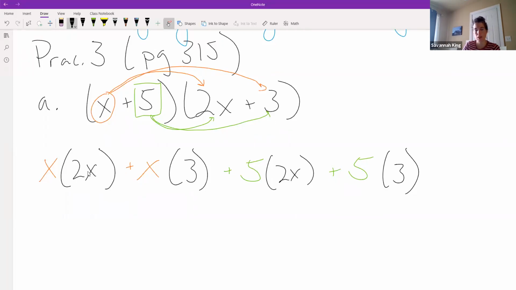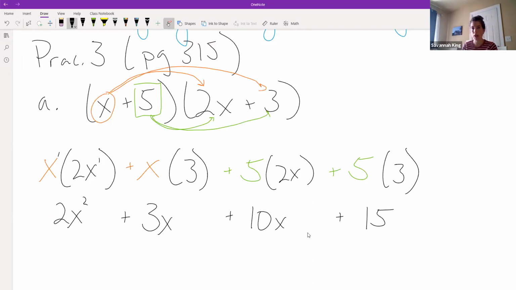So x times 2x, I'm just taking those powers and adding them. The 2 can come out front where it usually sits. That's going to be a 2x squared. X times 3, nothing really needs to be done to that mathematically. We're just going to switch the order. 3 comes out front. 3 is a coefficient, like we've been talking about. Here, down towards the end, we've got 5 times 2, which is 10. Still attached to that same x because nothing has happened to it. And then finally, 5 times 3, 15.